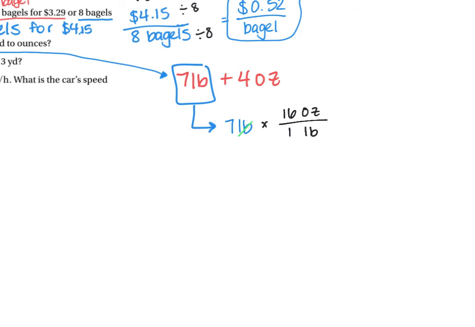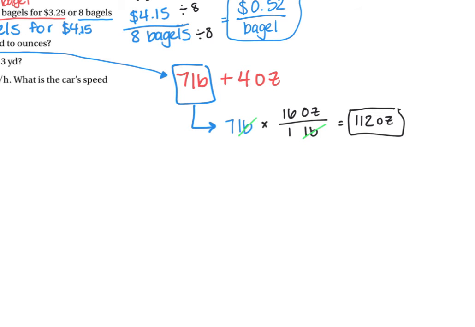Now look, our pounds are going to cancel, which is awesome. So all we're going to be left with is our ounces. And ounces, 7 times 16 will give us 84. So we've got 80, I'm sorry, that's not accurate. 7 times 16 is actually going to give us 112. So it's 112 ounces in total. So we've got 112 ounces.